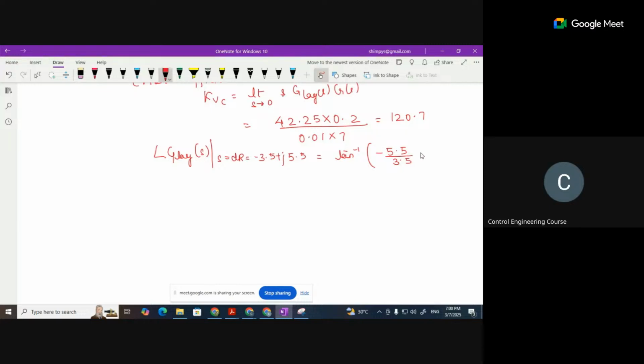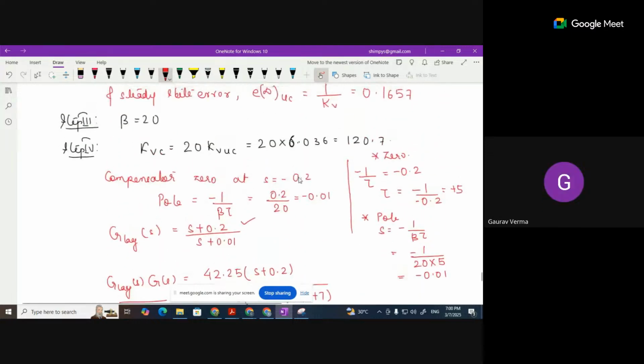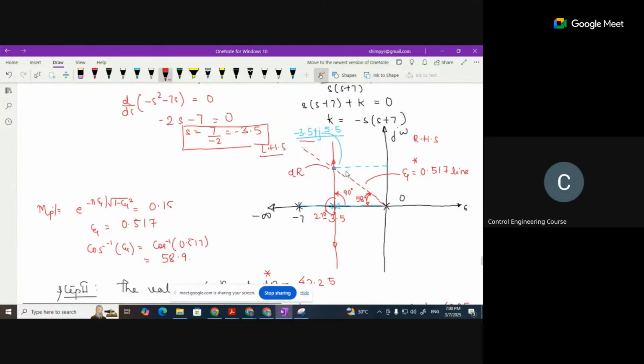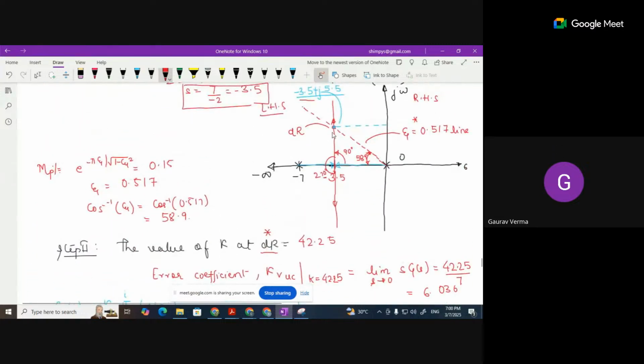You find out how much it comes out to be. This is the angle from the origin, right? This is the angle that will be contributed by this. You calculate it. This is not the pole at the origin. How much are you getting?